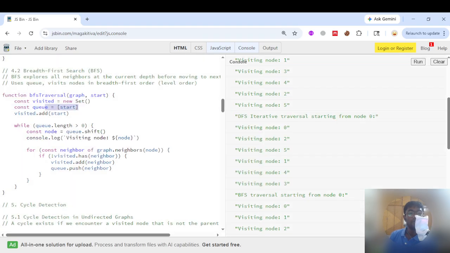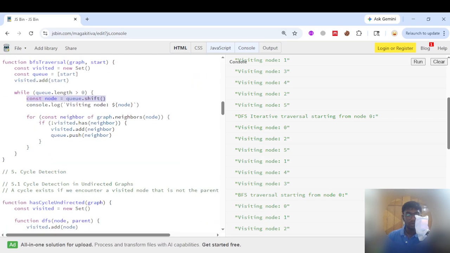So we have a queue, we dequeue a specific item, and then we add in all the child nodes, and then we dequeue them, and we keep moving level by level until we have all the visited nodes, right? So this is about DFS and BFS.